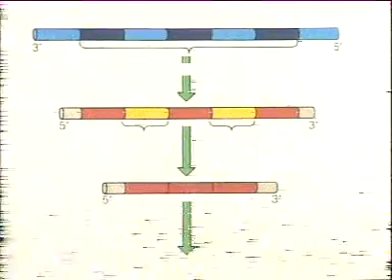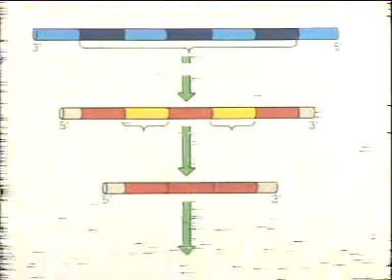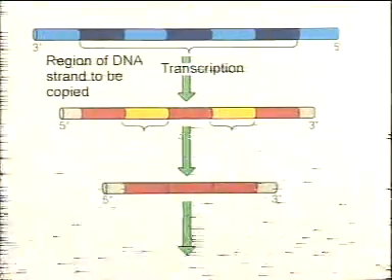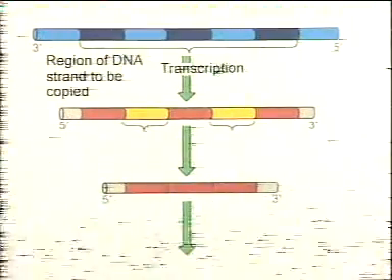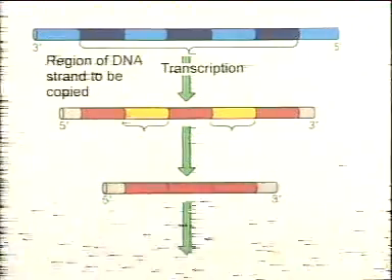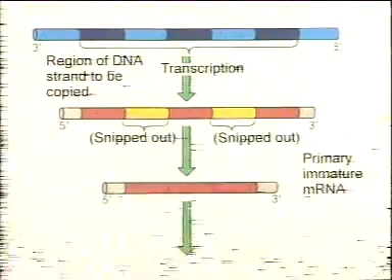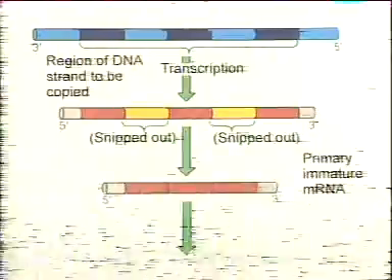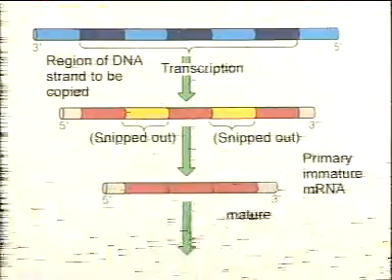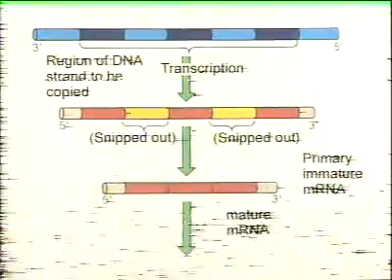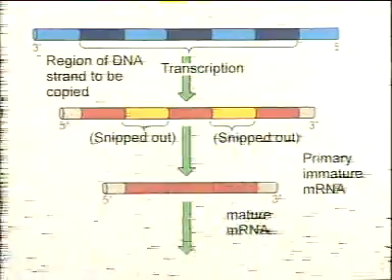The primary messenger RNA is immature and long. It does not enter the cytoplasm in this form. Only after the extra segments are removed is the mature form of the messenger RNA produced, which then leaves the nucleus and enters the cytoplasm.